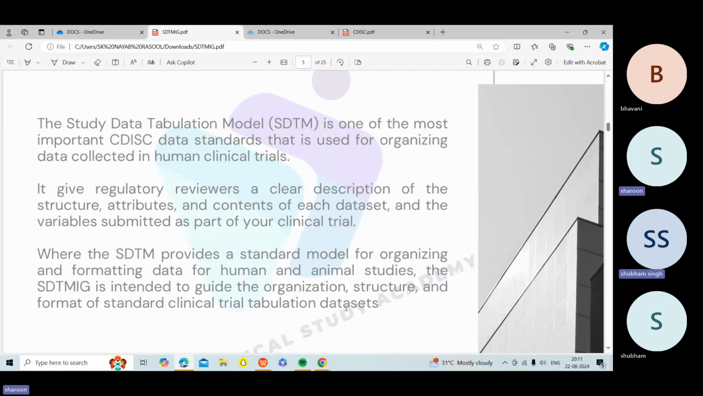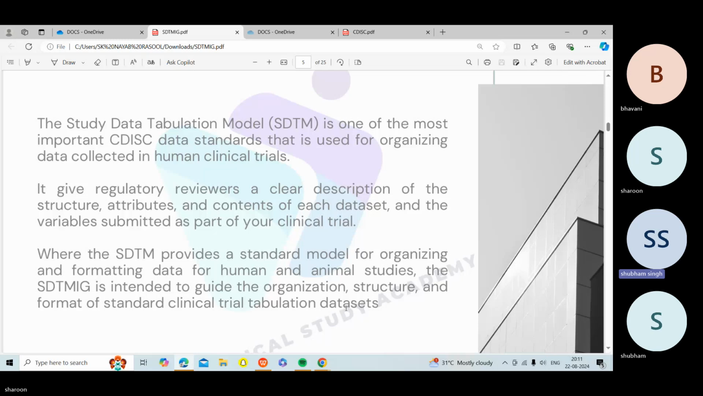So guys, now we are seeing one of the documents created by CDISC. The document name is SDTM. The full form is Study Data Tabulation Model. How to tabulate the study data, how to standardize the study data. For that, this document provides a model.